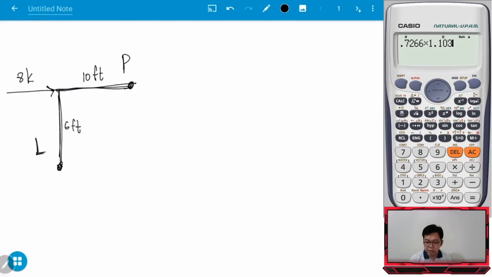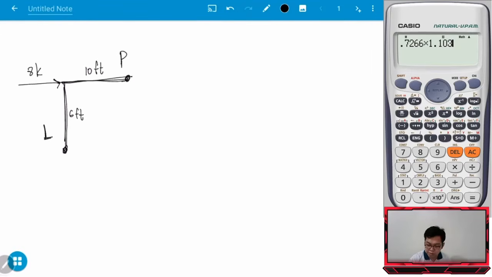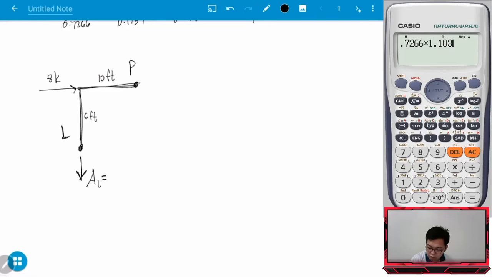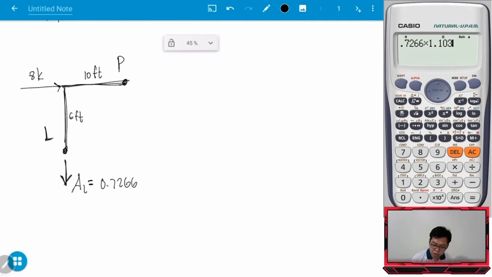So, same pa din guys, yung assumption natin for the axial load dito sa L is pababa, di ba? Kasi intention man yan, pababa. So, this is AL, which is na-solve natin kanina. Ano nga ulit yung value ng AL natin? 0.7266. Dito guys, obviously, yung shear dito is to the left. Okay? So, this is VL.